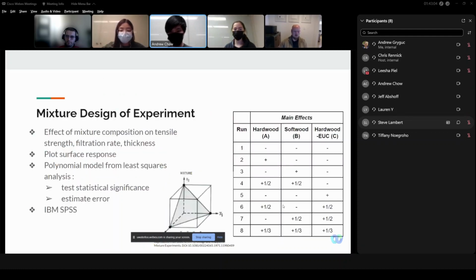And we have planned a mixture design of experiment to study the response of the molded pulp's tensile strength, filtration rate, and thickness with regards to varying the amounts of each pulp type. With our results, we plan to plot a response surface and determine a polynomial from least squares analysis. And we can test the statistical significance of each interaction and also estimate the error. We completed each run in duplicate so that we could do the estimation of error, and we'll be using IBM SPSS to perform our statistical analysis.